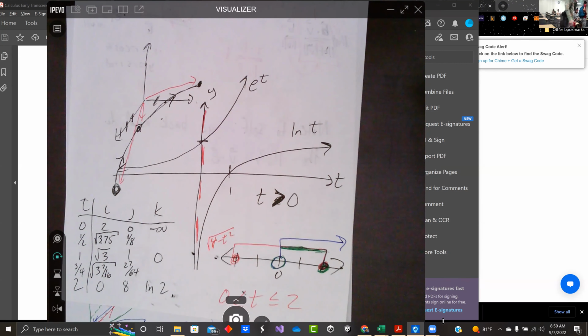Wait, is that 12.2? You won't miss it. Wait, my bad. 12.2 is on derivatives and integrals. Sorry. 12.3 is when we do arc length. 12.2 is derivatives and integrals. You can do integrals tonight.